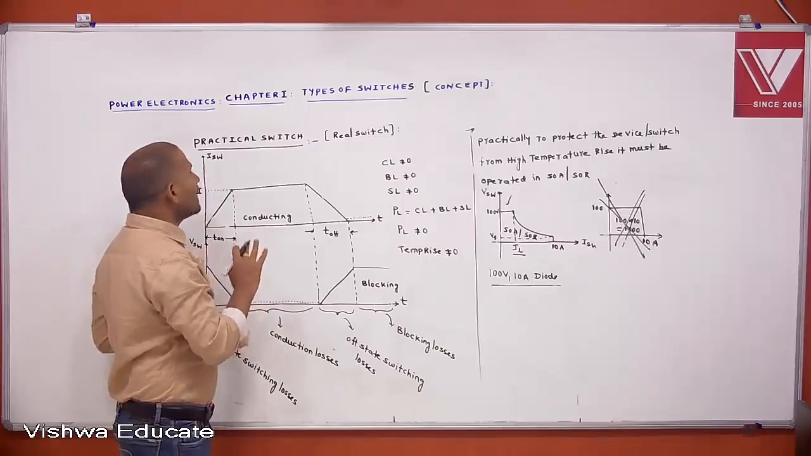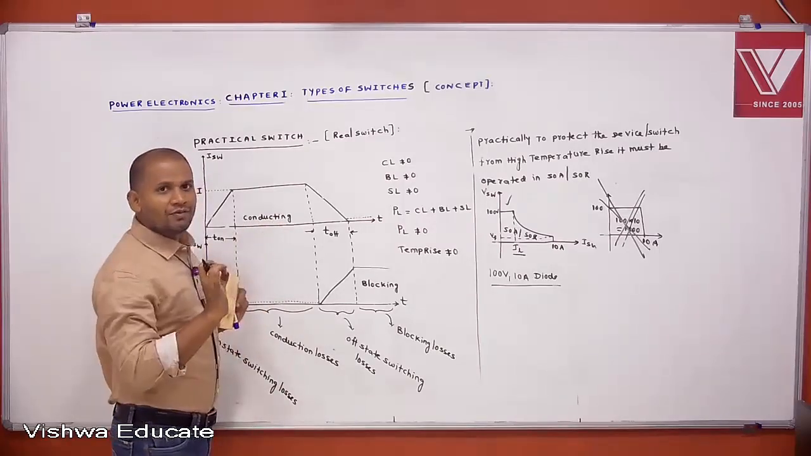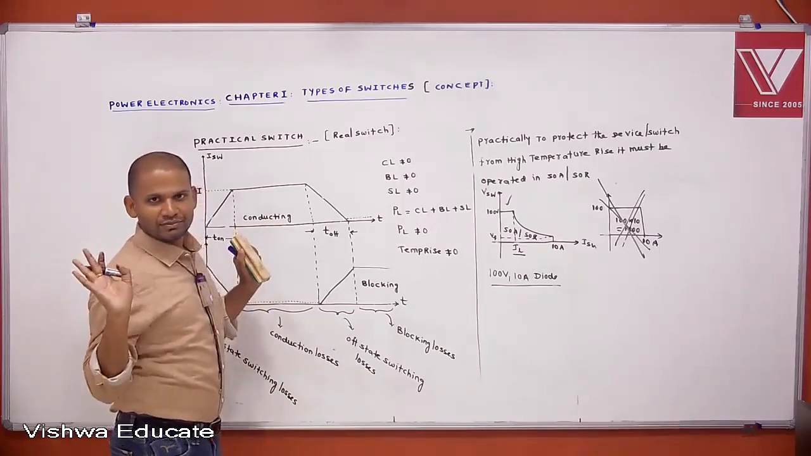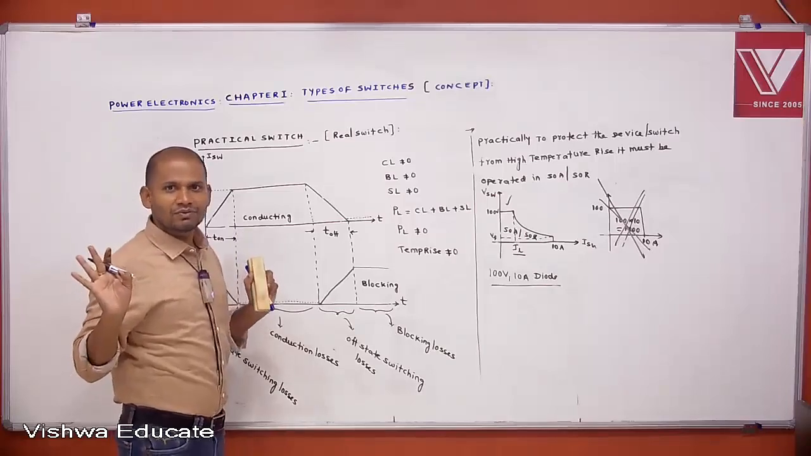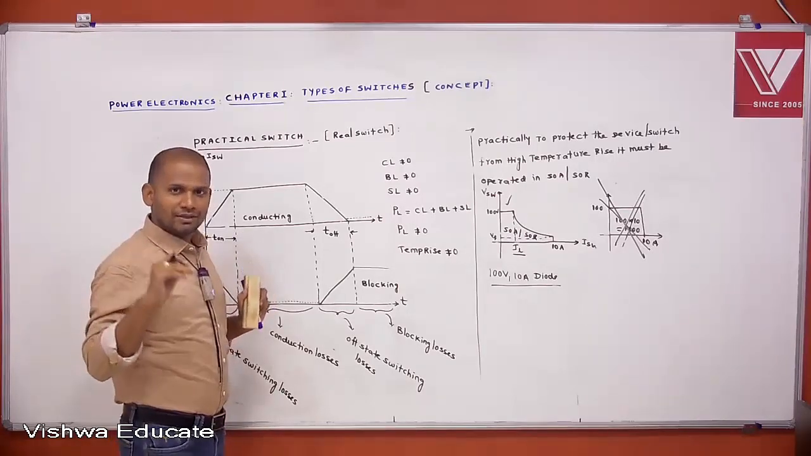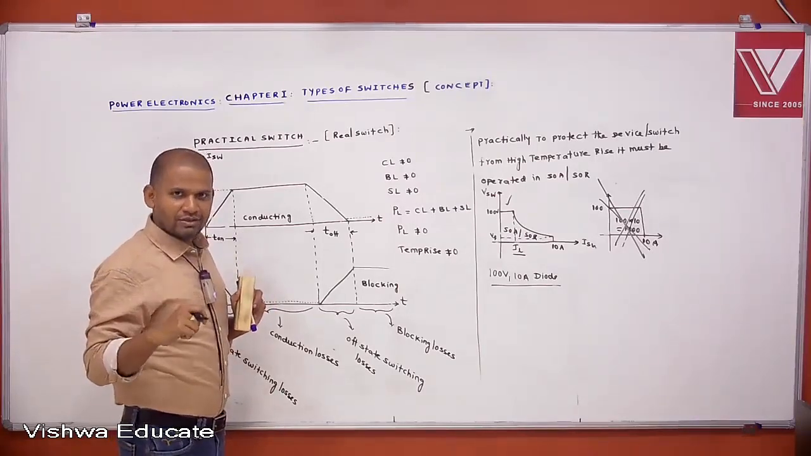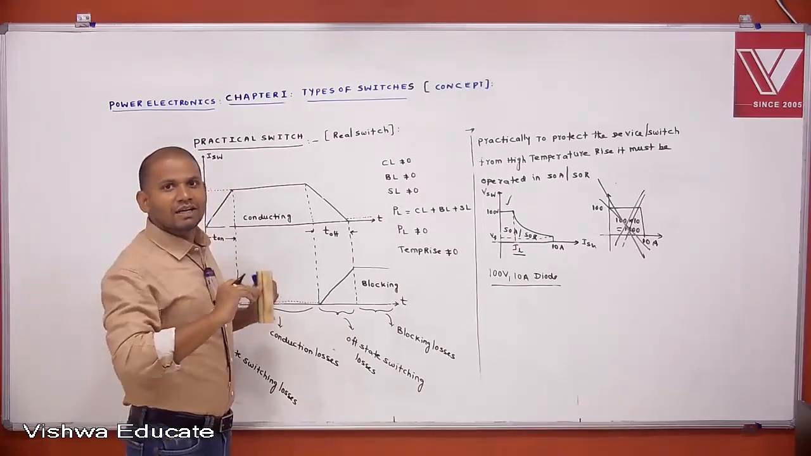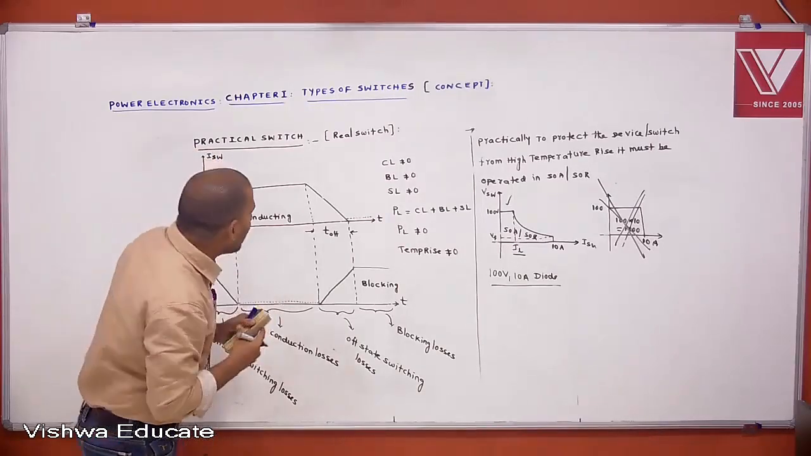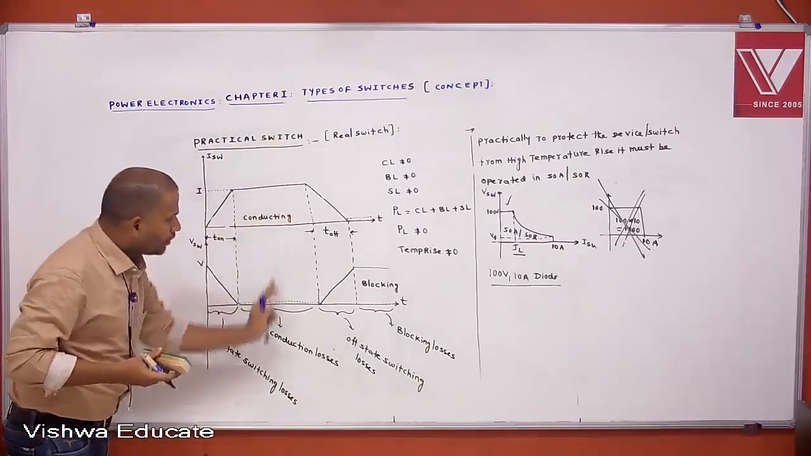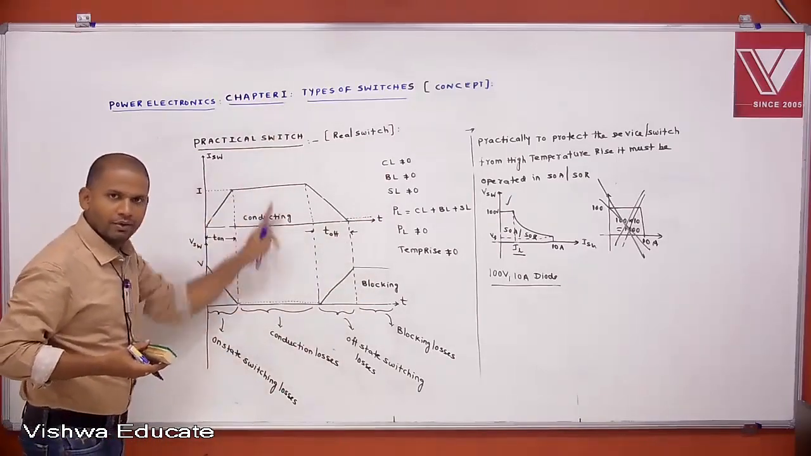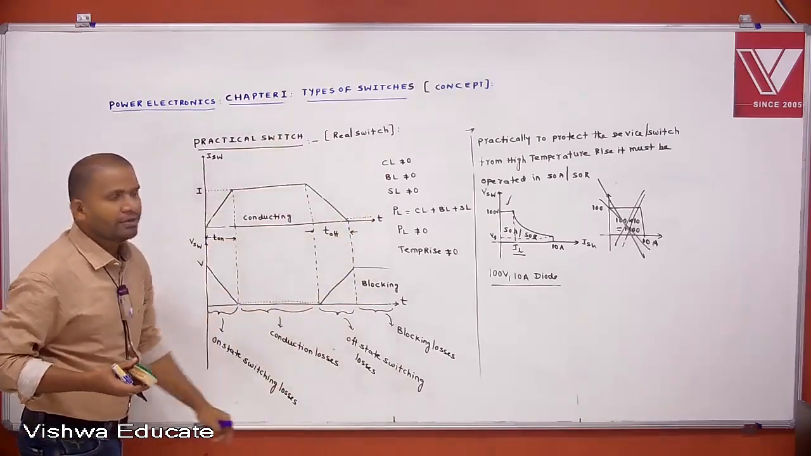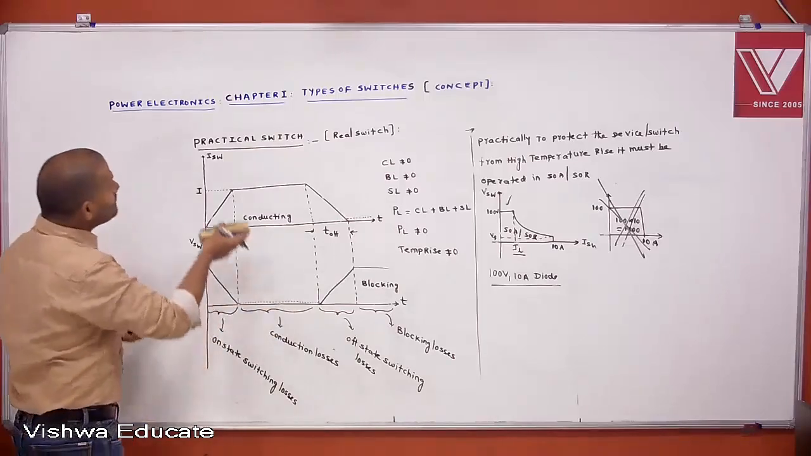This is what exactly an ideal switch and a practical switch are. This is a general classification of switches. But in power electronics, the switches are classified into different types. Note down this one now. Parallel I told already. Note down. Is it completed? Yes. Now we'll see.